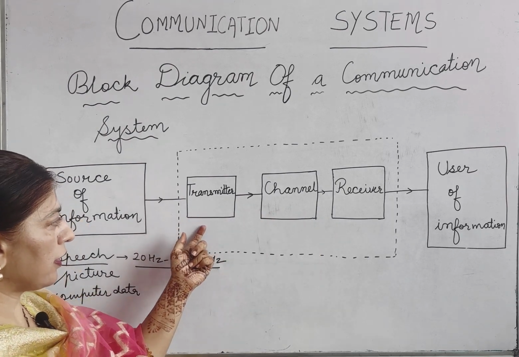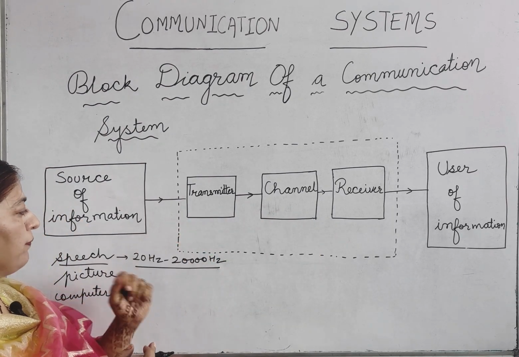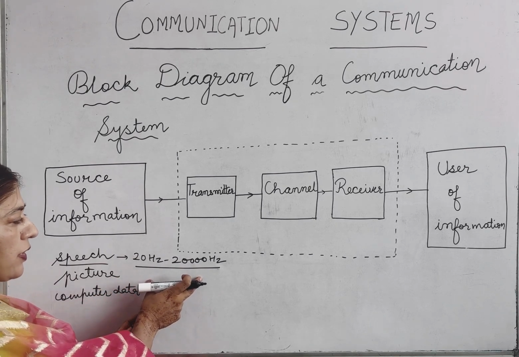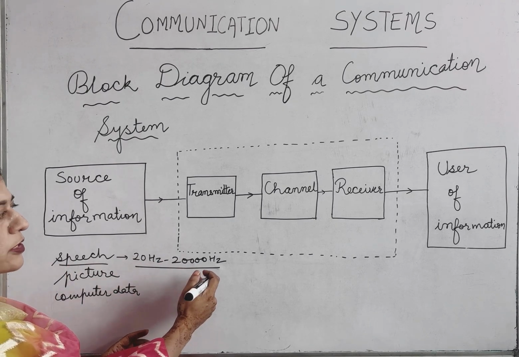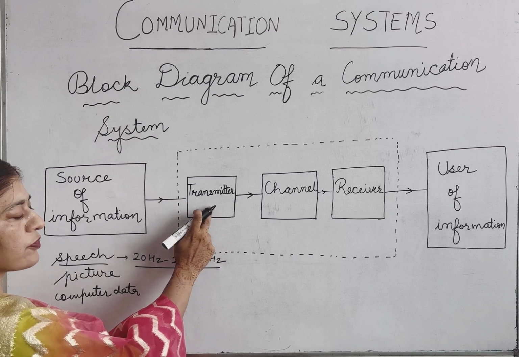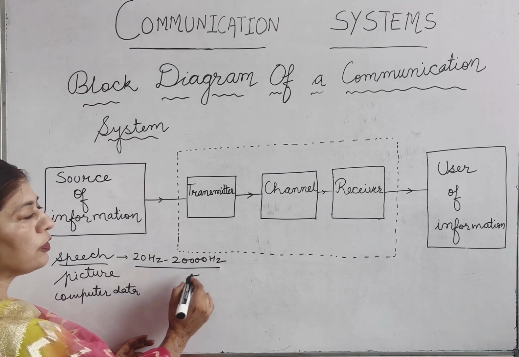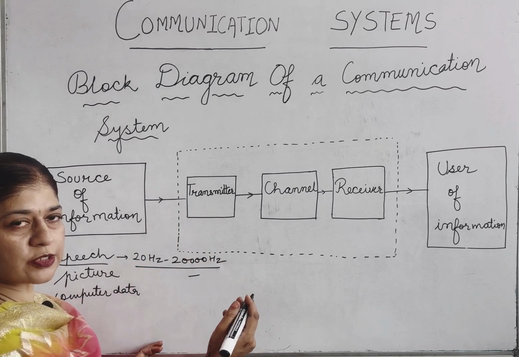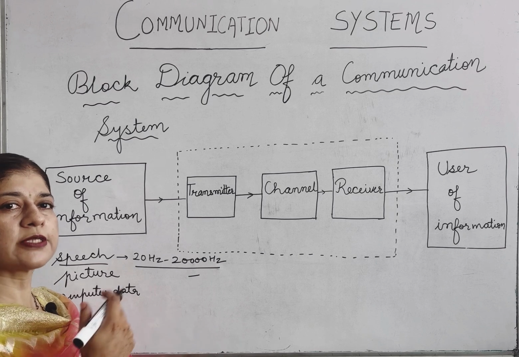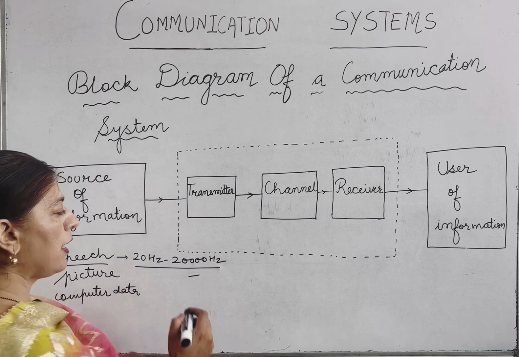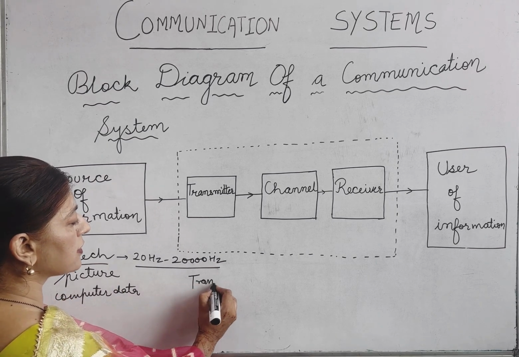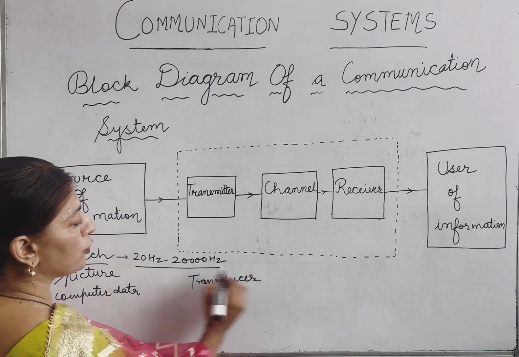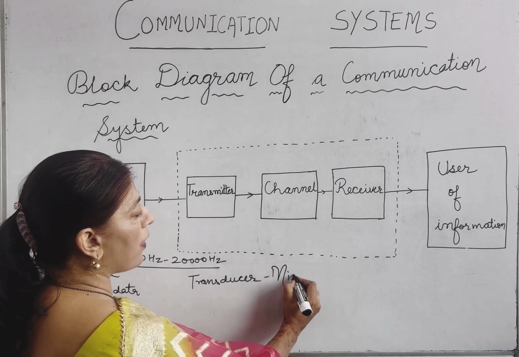Now, here what the transmitter is doing, they are changing this speech sound signals into electrical form. This transmitter is doing, and those are called as transducers, those who convert the sound signals into electric signals. These are transducers. Used here is a microphone.